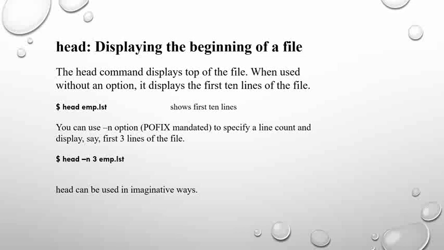Employee.list. It's going to show you the first 3 lines of contents, and in this file all the outputs are separated by delimiters which have the fields. So this is how I can use the -n option, and head can also be used in imaginative ways.